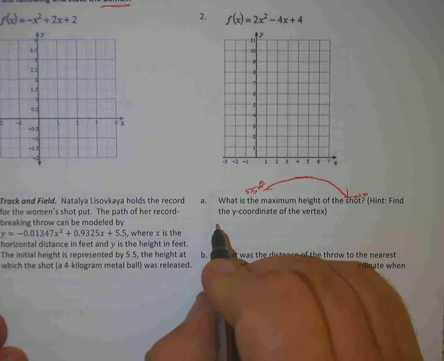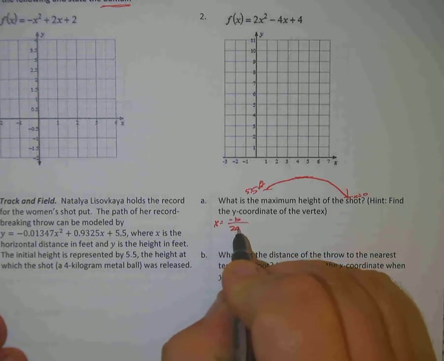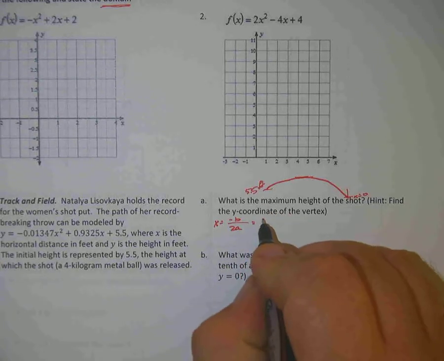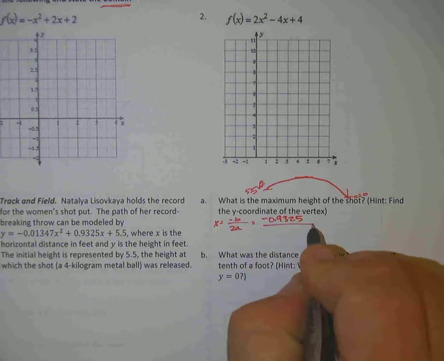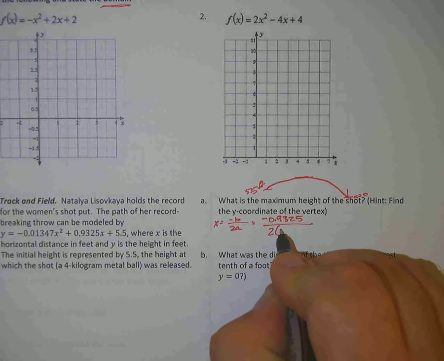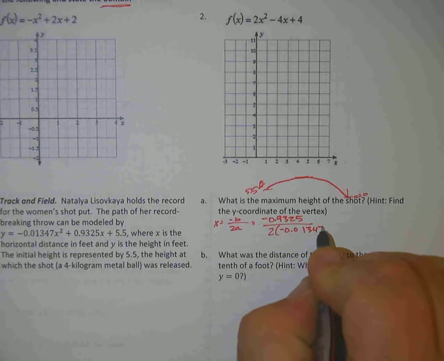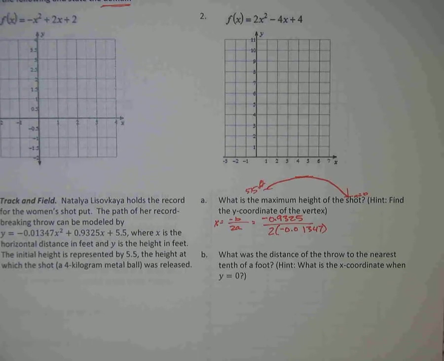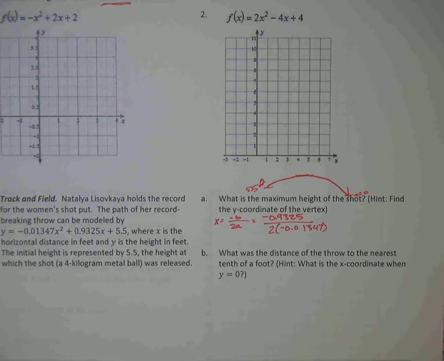So the x-coordinate, if you remember, is negative b over 2a. Well, this is going to be kind of complicated because those numbers are pretty ugly. So negative 0.9325 divided by 2 times negative 0.01347. Great time to use a calculator. I wouldn't try to do it in my head, but I have 0.9325 divided by 0.01347.